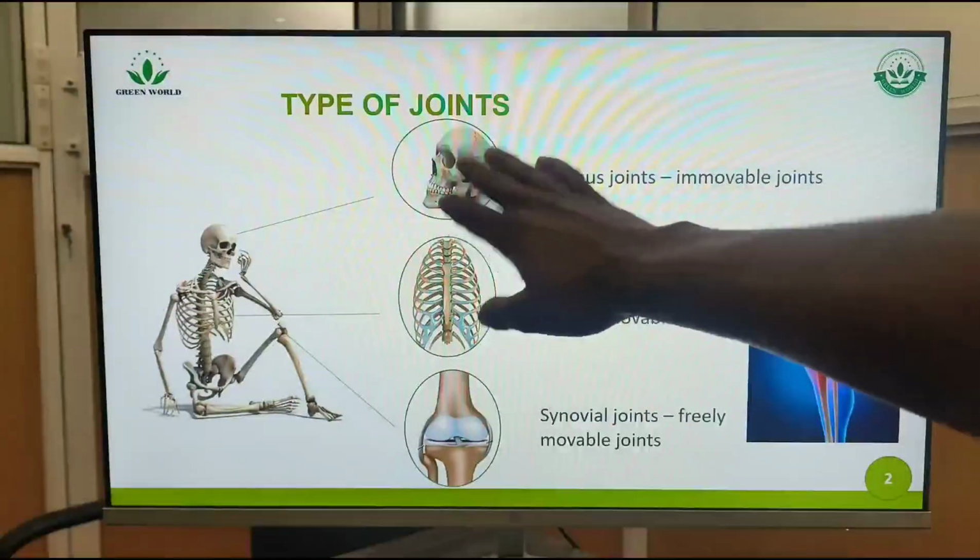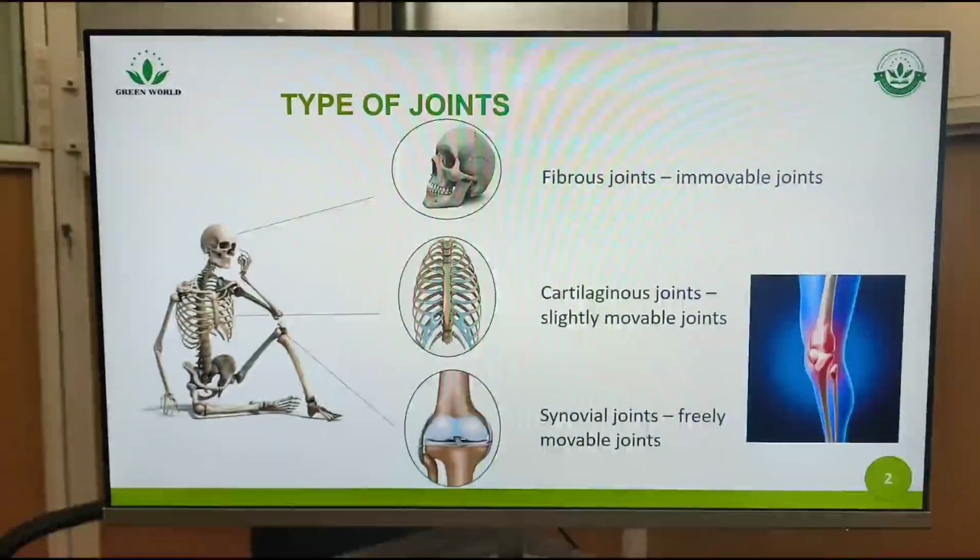So the purpose of this skull is to make sure that it protects the internal organs within our head, that is the brain, and this is the immovable joint.